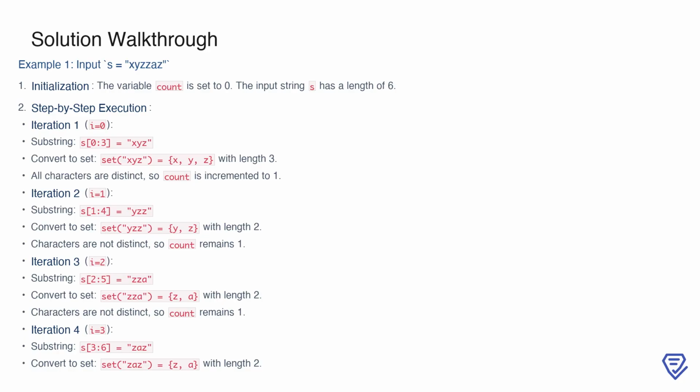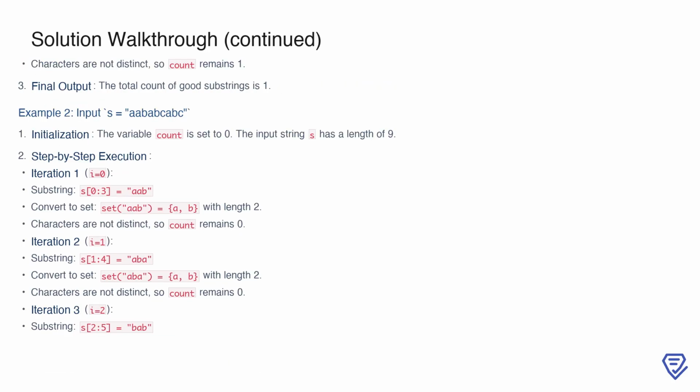Similarly, in the third iteration, the substring zza also has repeated characters, so count stays the same. Finally, in the fourth iteration, the substring zaz also has repeated characters, so count remains unchanged at 1. After completing all iterations, we find that the total count of good substrings for this input is 1.